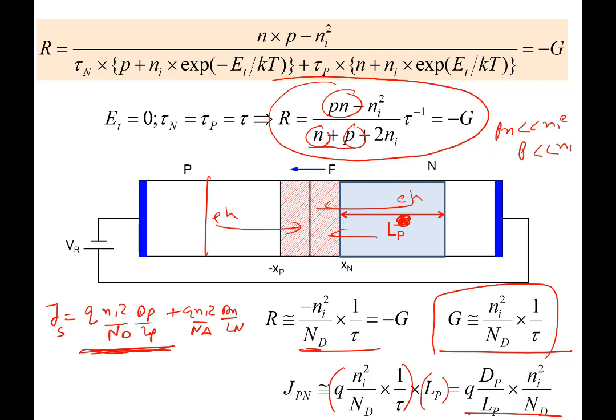So in that sense, then you will say, well, you are looking at generation here and you're looking at generation here. What about generation within the depletion region? And it turns out that generation within the depletion region is the most significant term.